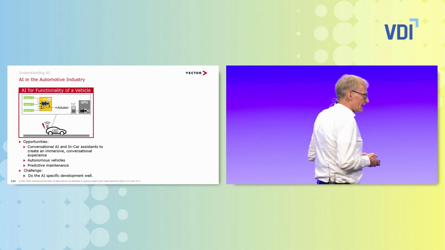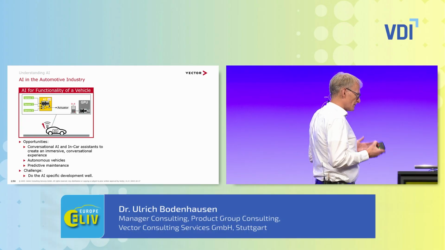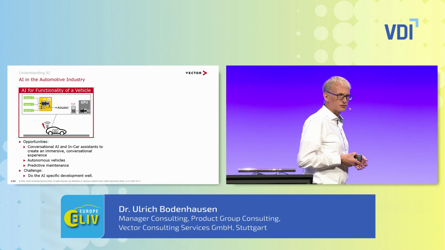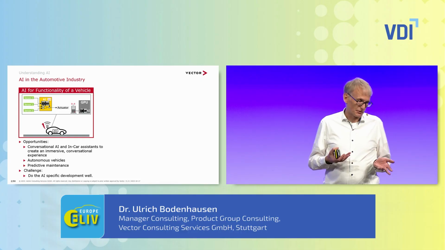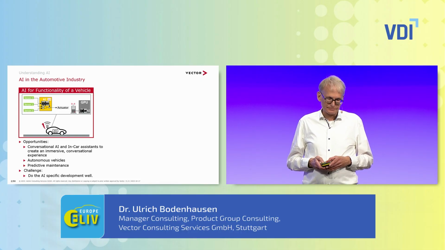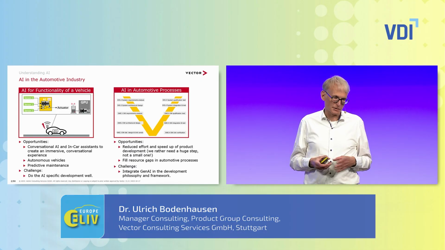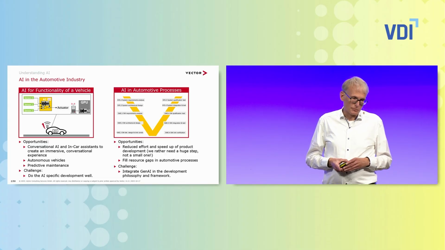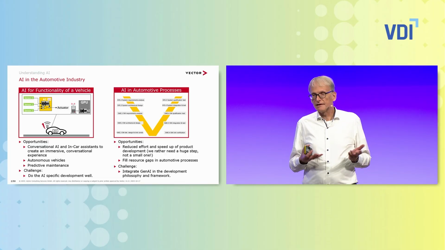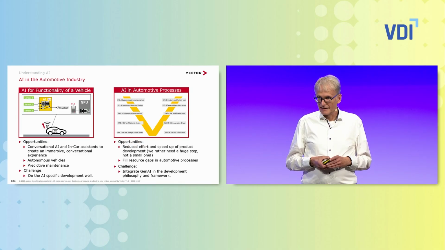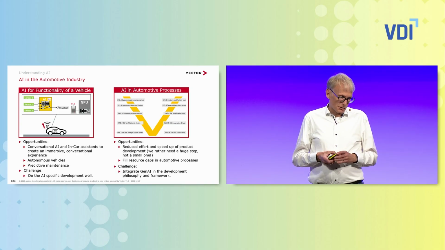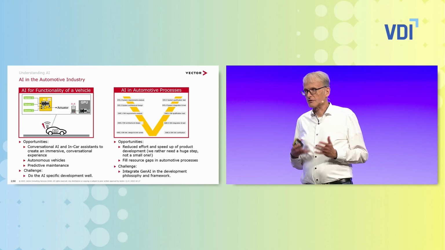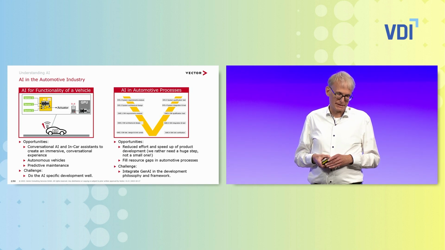So AI can, in principle, be applied in two ways. First of all, it can be used for functionality of the car, and then the AI can sit in the car or can be provided by the backend. Second application is, and I will talk about that today, AI in automotive processes. And the opportunity is, of course, reduced effort and immensely speed up of development. And honestly, we need a huge step in this, and not a small one, and also fill the resource gaps, because sometimes it's hard to find the right capabilities.